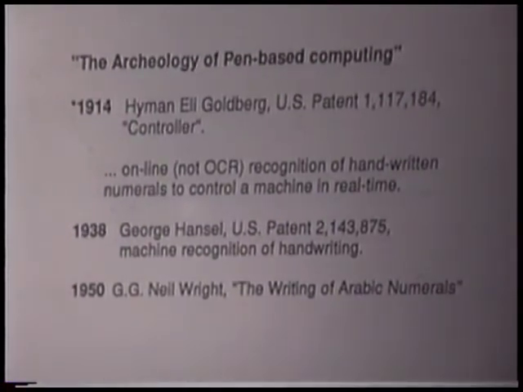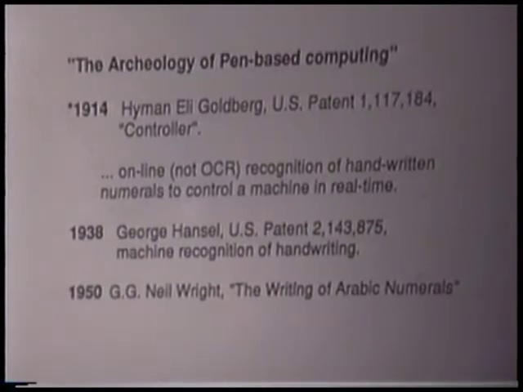pen-based computing. The oldest patent in the United States that I am aware of for machine recognition of handwritten characters in real time is an electrical mechanical system patented in 1914. I'll have a picture of this in just a minute. The numeric input that was supported on this machine was just part of a larger device for controlling heavy machinery. They did this instead of setting switches or programming relays. This wasn't an isolated incident.